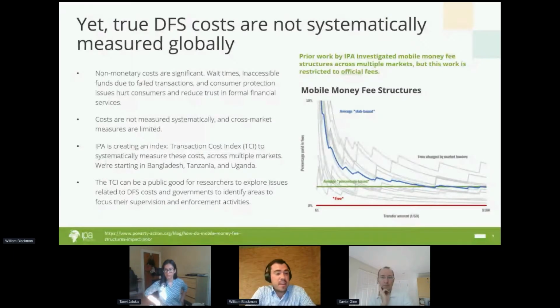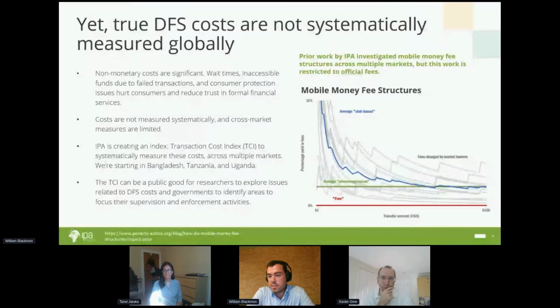We hope that this index can eventually be deployed across a broad set of countries, but we're starting off our piloting work in Bangladesh as well as in Tanzania and Uganda. Once this work is complete, the TCI will make data collected about true costs publicly available for free to anyone that wants to look at it. And we really hope that this can be useful for a broad range of stakeholders.